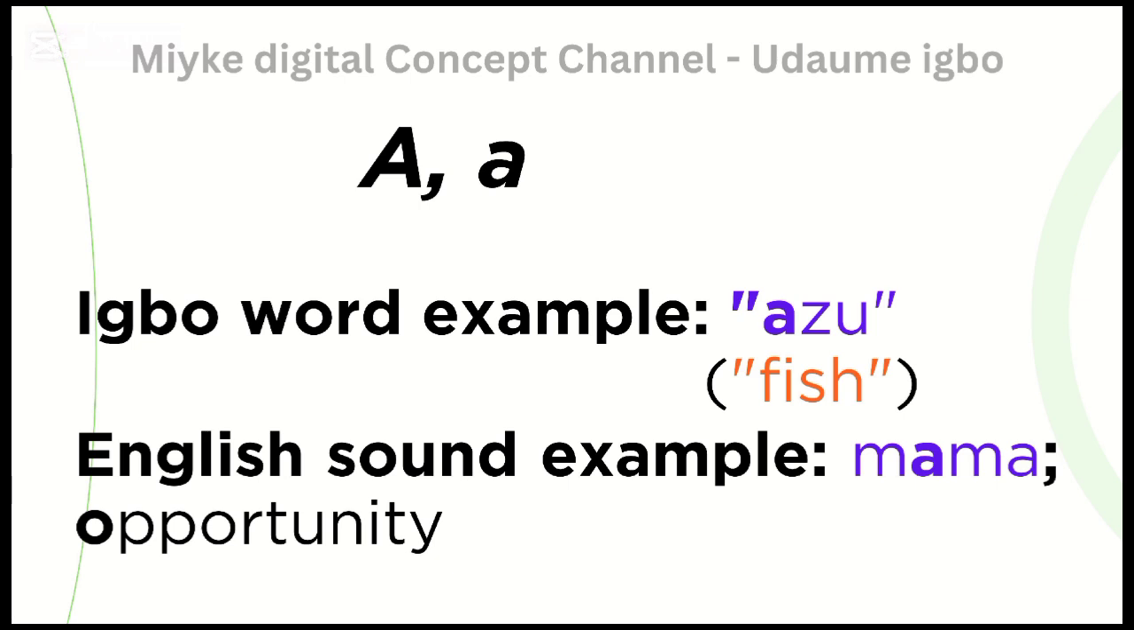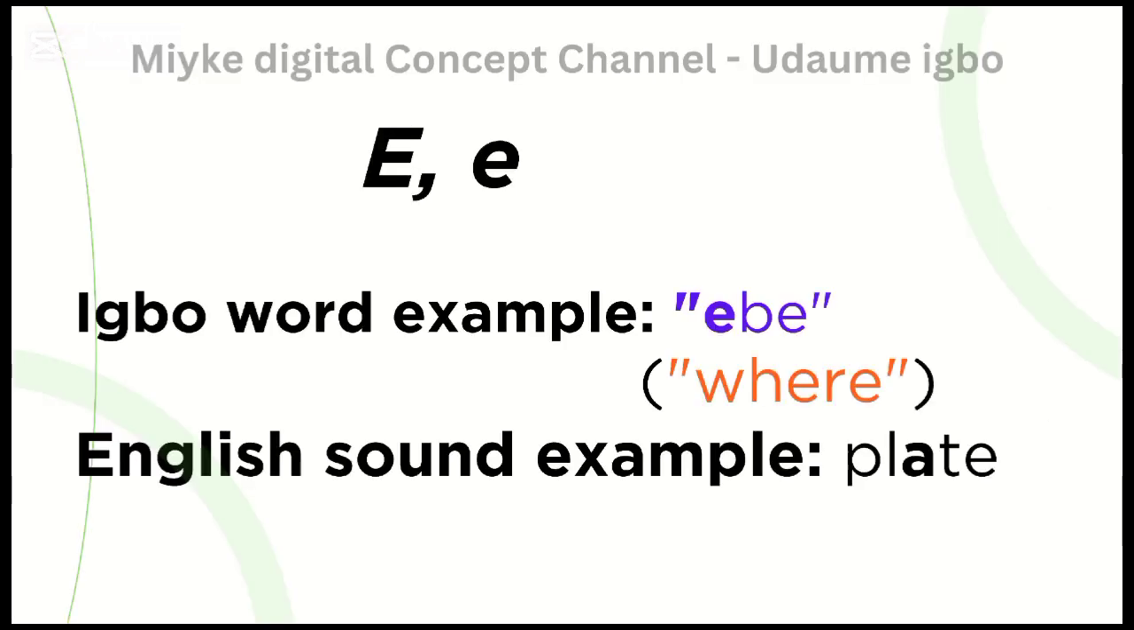Now, the second one. An Igbo word example of that is ebe. Ebe, where? Ebe. So you see that ebe is like you stretch it a little bit long. For instance, in an English word example, plate. That is also denoted in the vowels, or Udaume, in the Igbo alphabet.